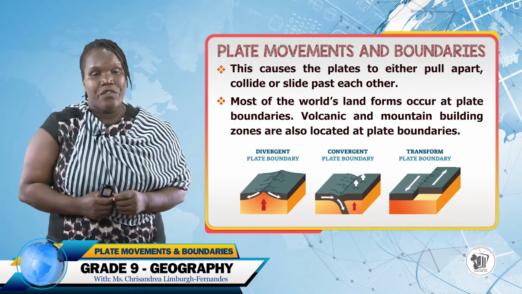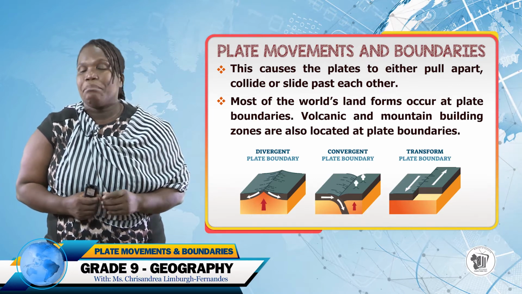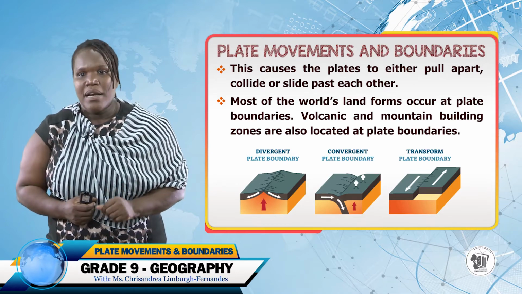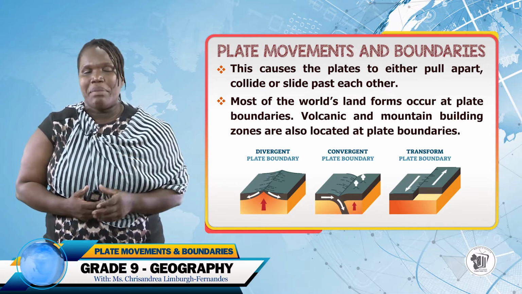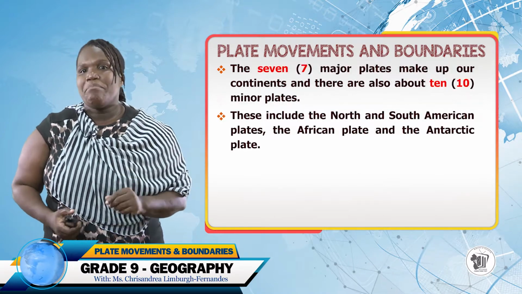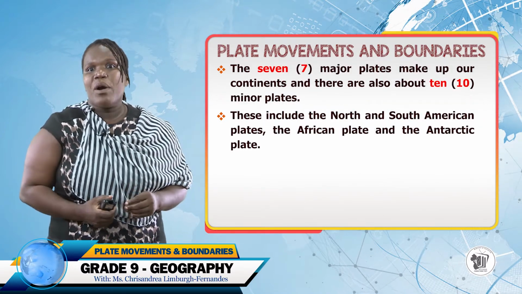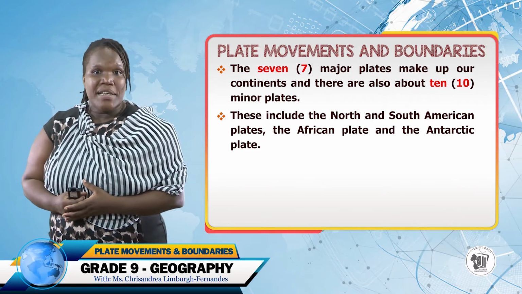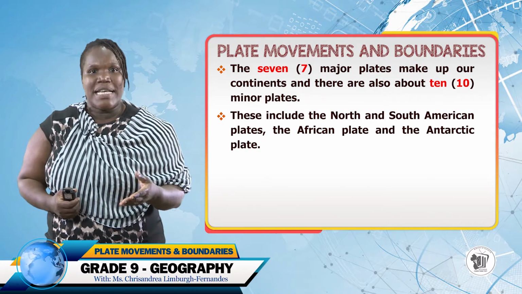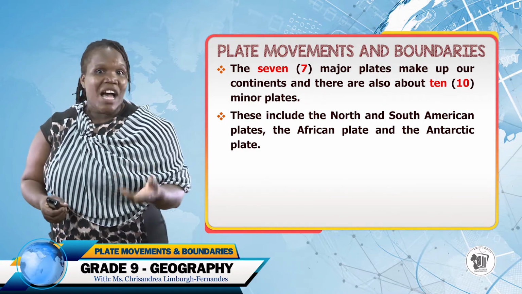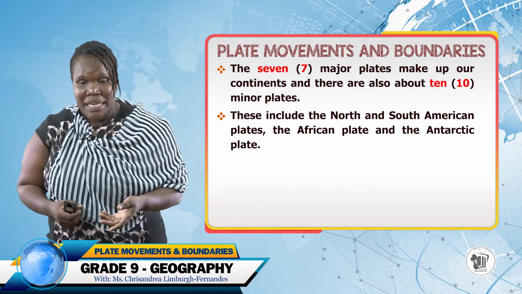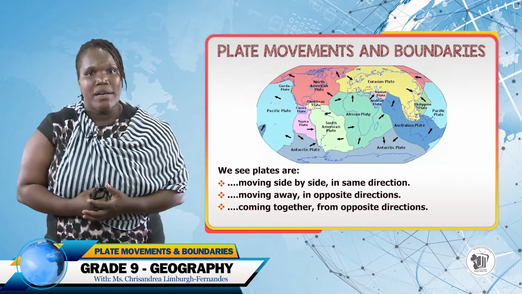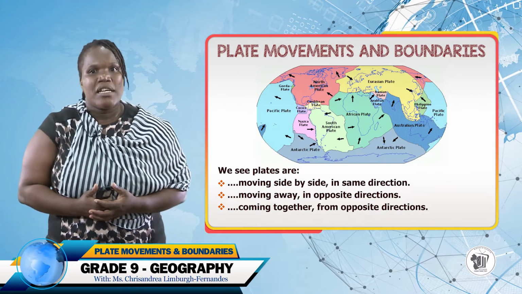Most of the world's landforms occur at plate boundaries. Volcanic and mountain building zones are also located at plate boundaries. There are 7 major plates, and they make up our continents. And there are also 10 minor plates. These include the North and South American plates, the African plate, the Antarctic plate, and we can go on. If we look at the diagram, we can see all the other plates that exist on our Earth.